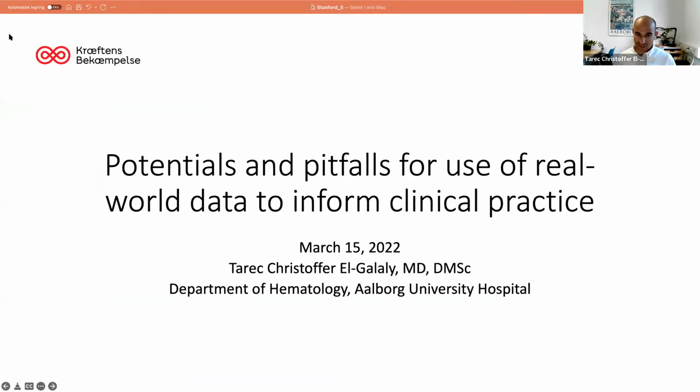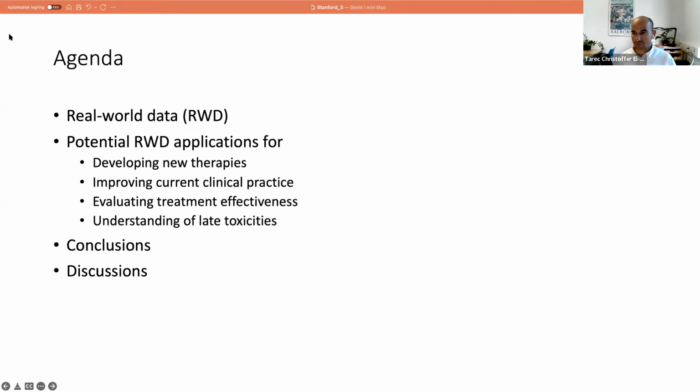And today I'll be talking a little about the potential and pitfalls for use of real-world data to inform clinical practice. So I will be discussing first what is actually real-world data and what does it cover, and then a couple of examples of potential applications, for example, for development of new therapies, for improving current clinical practice, for evaluating treatment effectiveness in a real-world setting, and also understanding late toxicities. Finally, I hope we have time for some discussion. If I don't have time to go through all of these points, then I will prioritize the discussion part.